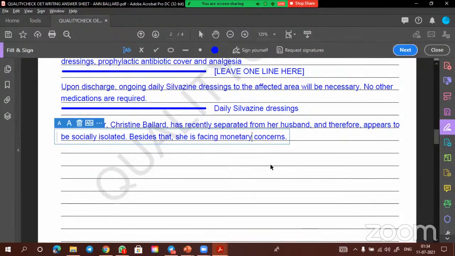Whatever you are getting, I'm showing you now. I have made you understand how you are selecting the information. After selecting the information, change it. Monetary concerns, issues, difficulties, problems, anything you can say. She is facing financial difficulties. I'm using it as it is. At least you can write as it is. First level is writing as it is, then afterwards changing the vocabulary.